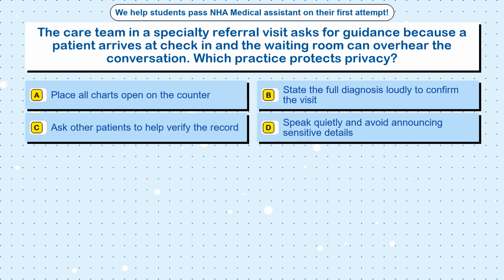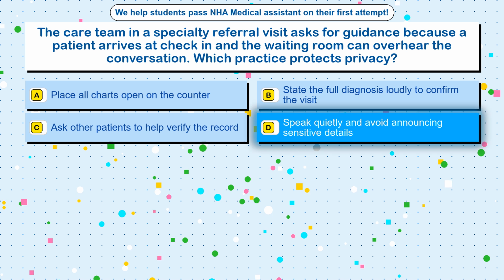Question 40. The care team in a specialty referral visit asks for guidance because a patient arrives at check-in and the waiting room can overhear the conversation. Which practice protects privacy? Option A. Place all charts open on the counter. Option B. State the full diagnosis loudly to confirm the visit. Option C. Ask other patients to help verify the record. Option D. Speak quietly and avoid announcing sensitive details. The correct answer is option D.